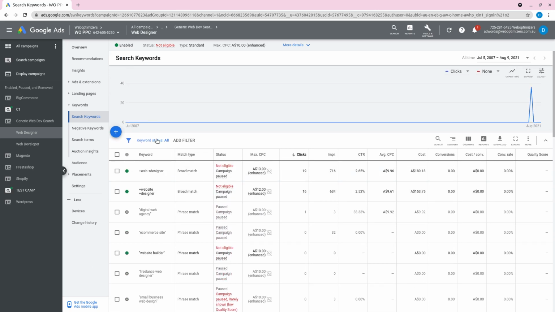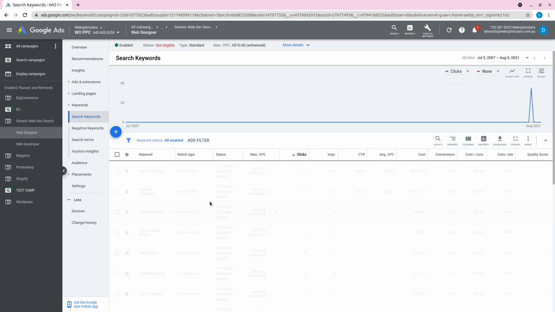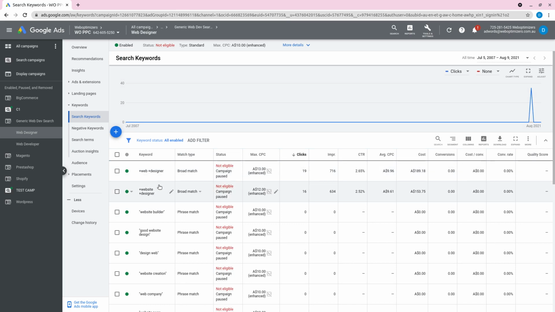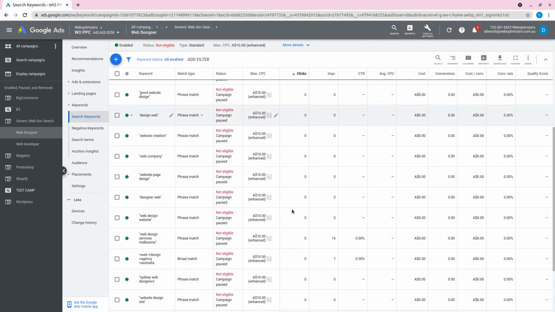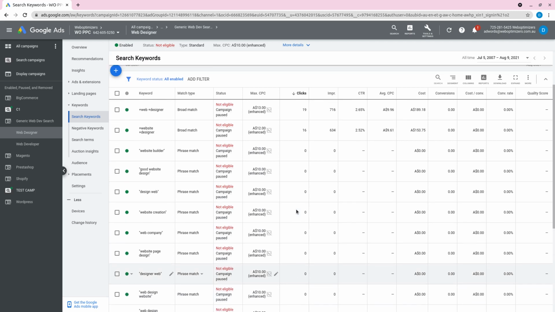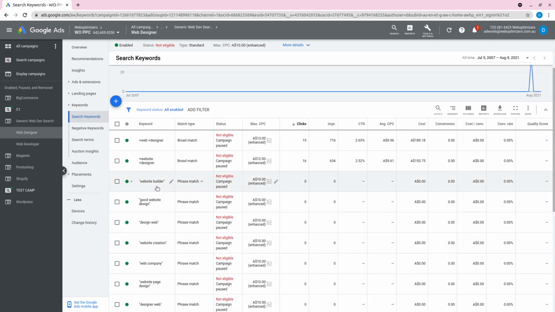So what's happening here is that some keywords are using the maximum amount of budget in the ad group, while some keywords do not have any clicks or impressions to be able to judge whether they are great keywords or not. So that's one of the big problems with having multiple keywords in the ad group, is that you would not be able to determine if these keywords are good keywords or bad keywords.